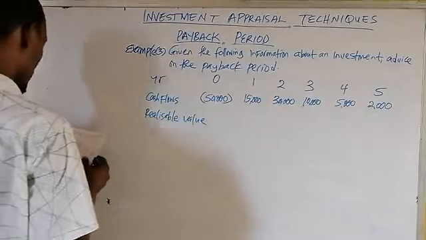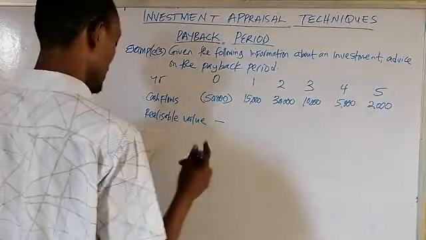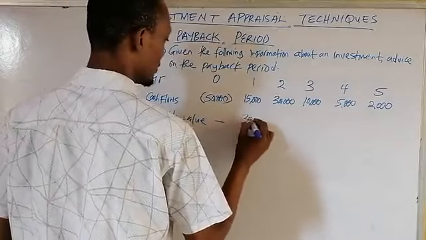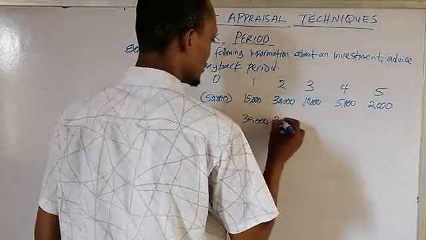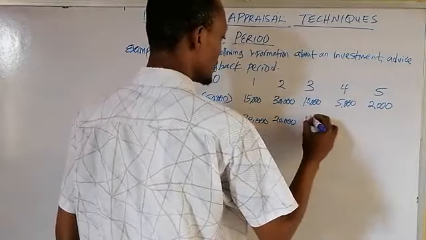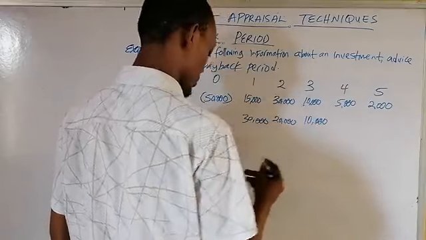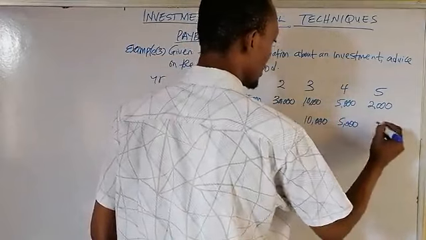So the realizable value in year 1 is nil. Year 2, 30,000. Year 3, 20,000. Year 3, 10,000. Year 4, 5,000. Year 5, nil.